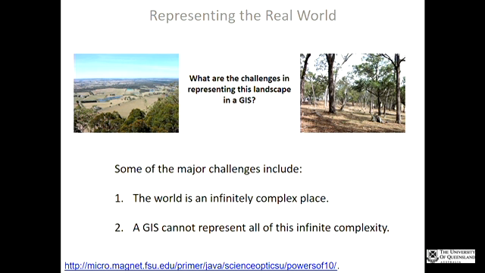So this is a much finer scale, or resolution, of looking at the landscape. At finer and finer scales, the world becomes more and more complex. So the world's infinitely complex. It's almost impossible to represent all that complexity in a GIS. We don't have enough computer power. We don't have enough storage to represent all of that complexity. We usually don't have the data either.